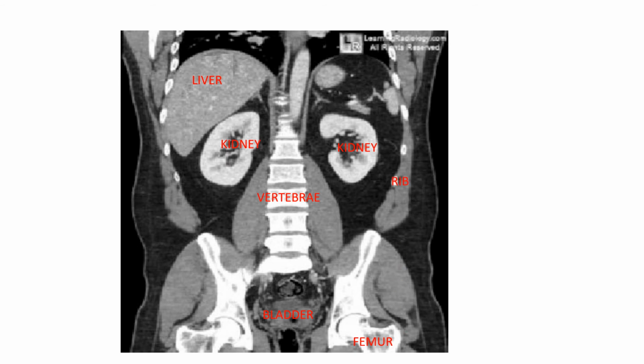All right, and then we've got our ribs all the way up here on either side, and the ilium, which is that one piece of the pelvic bones.